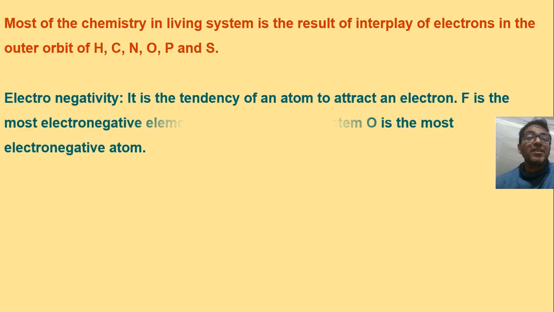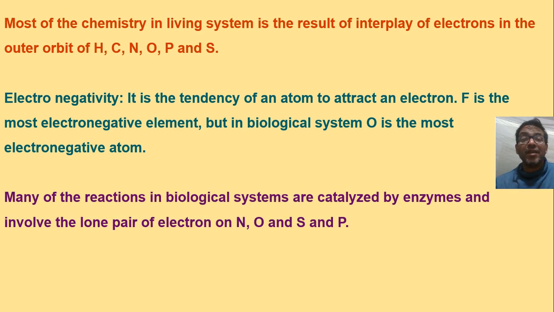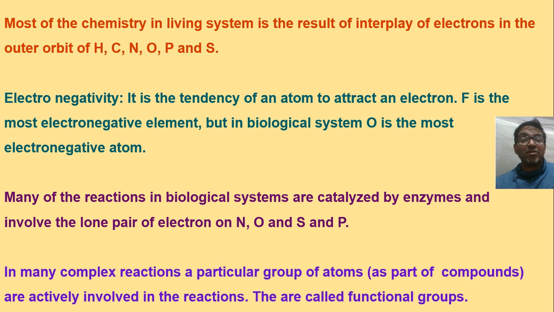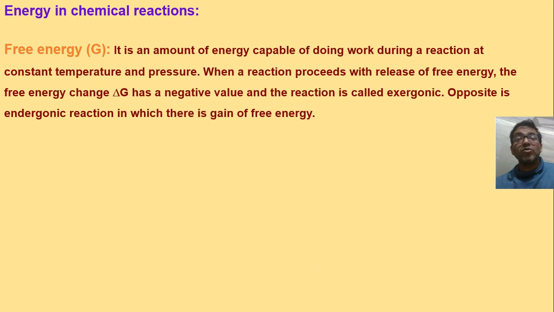So here I'm just giving some of the electronegativity, that is the tendency of an atom to attract an electron. F is the most electronegative element, but in biological systems O is the most electronegative atom. So anyway, this is the electronegativity, and the biological systems are catalyzed by enzymes and involve the lone pair of electrons, NOP. So the complex reactions of a particular group of atoms are different.